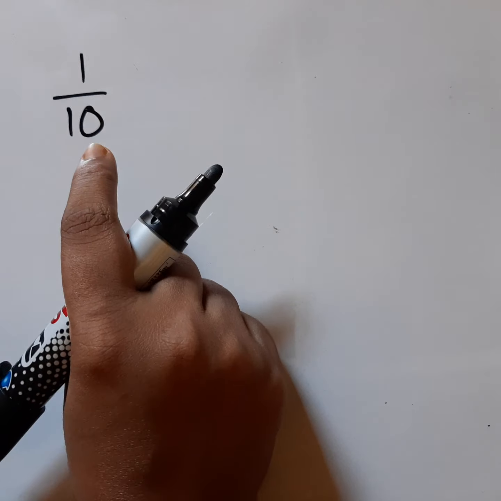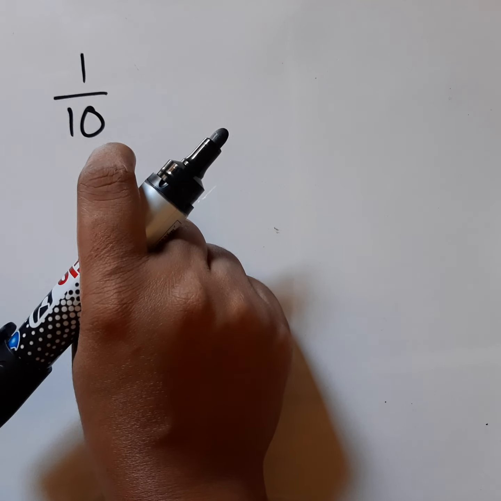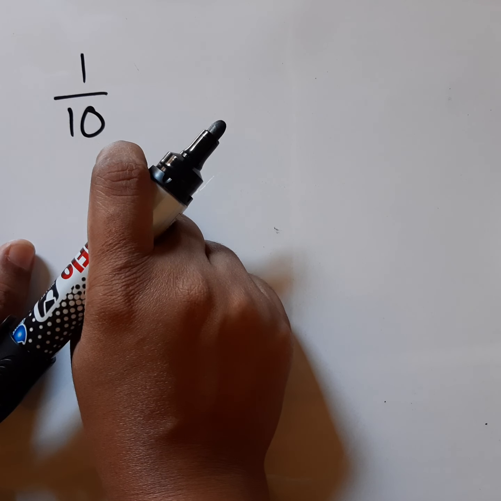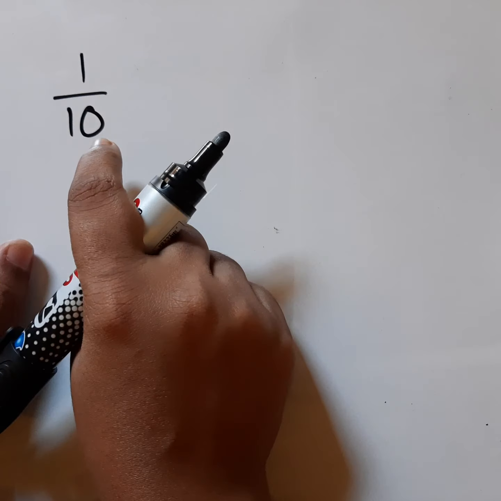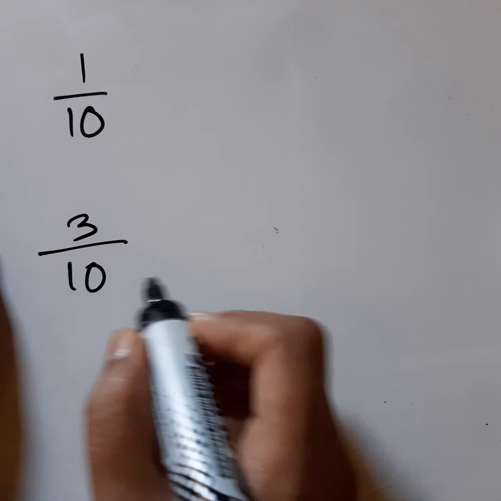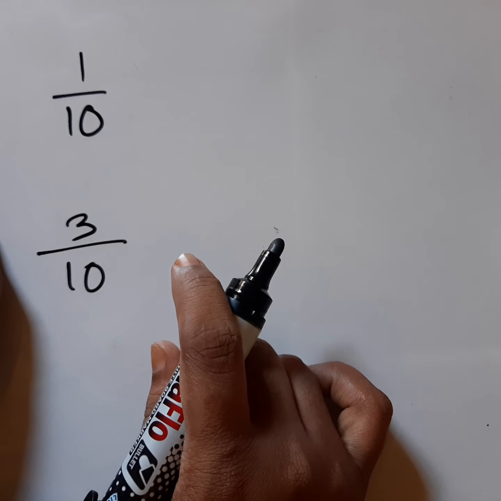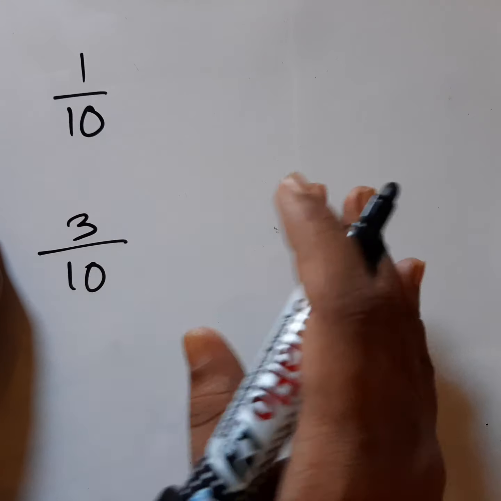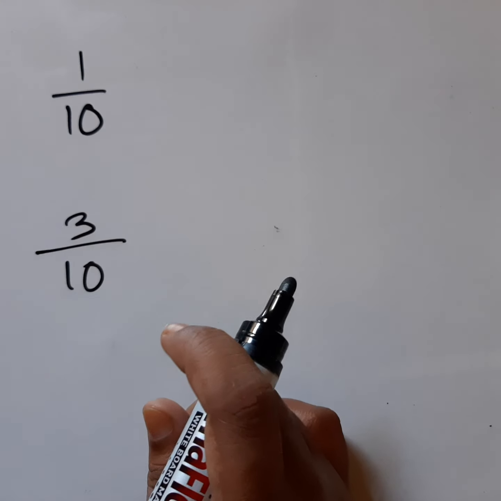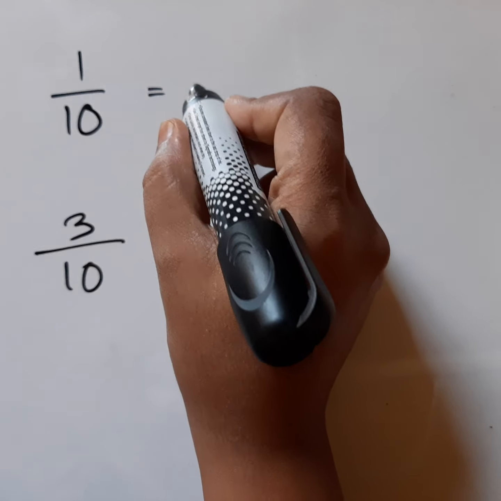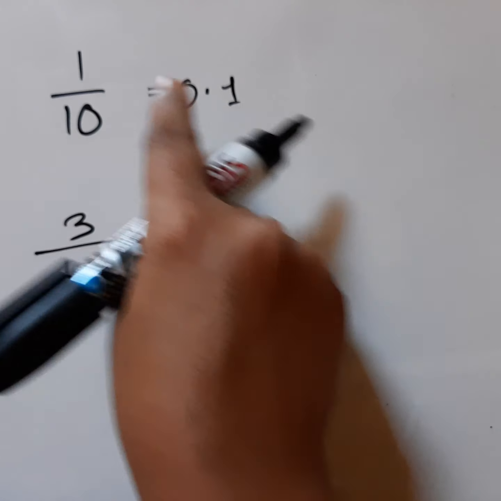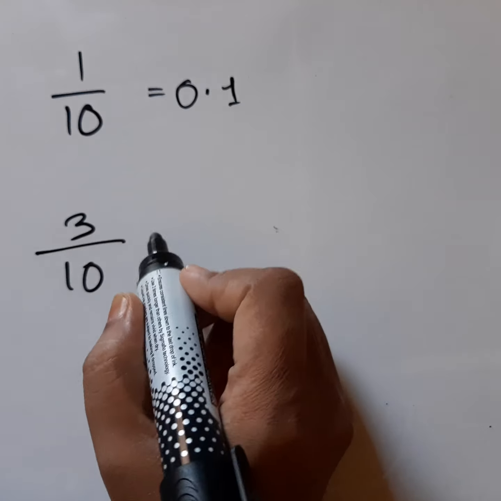See, 1 by 10 means 1 part out of 10 parts. I always keep telling you in the fraction chapter also, that 1 part out of 10 parts, or we can say 3 parts out of 10 parts. Later, we basically do the division and find out the decimal numbers. But for now, for basic knowledge, you have to know that we are going to write down 0.1. We write down our numerator after the decimal. Don't forget that part.